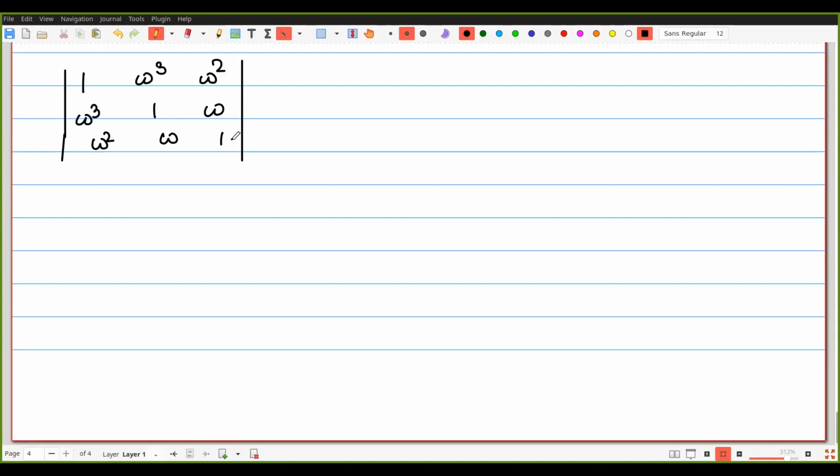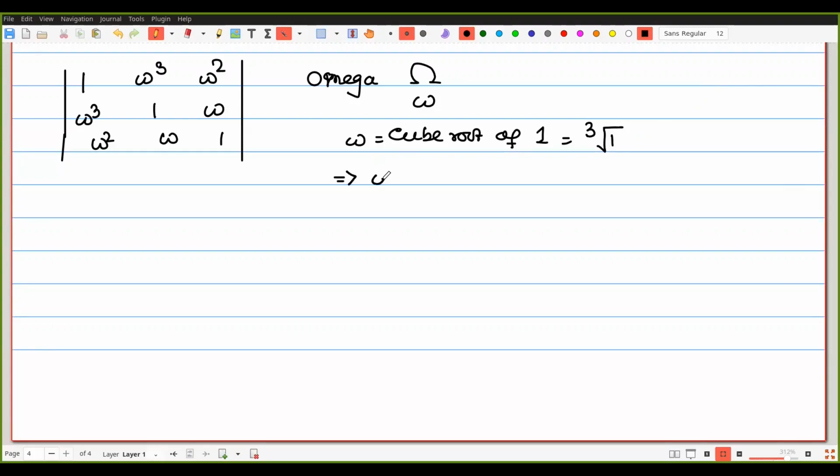I am not saying it as W, I am saying it as omega. That's a Greek letter. In capital, omega is that sign. In small letter, omega is that sign. What is the meaning of omega? Now, omega is the cube root of 1. Already that has been given in the problem. So that can be written as cube root of 1. So cube root of 1 is equal to omega. So we can say omega cube is equal to 1.